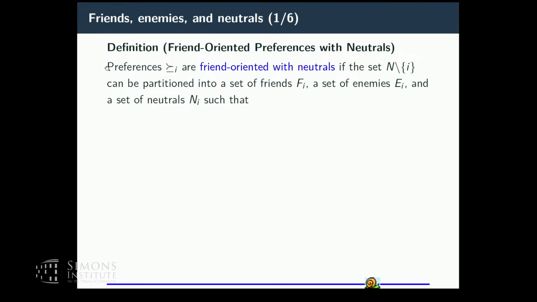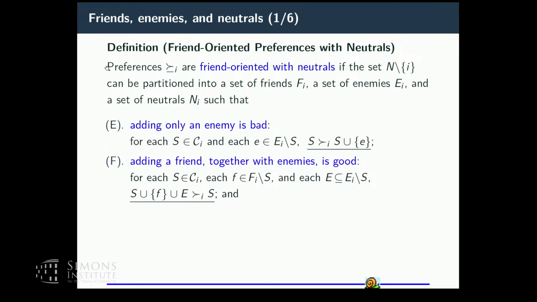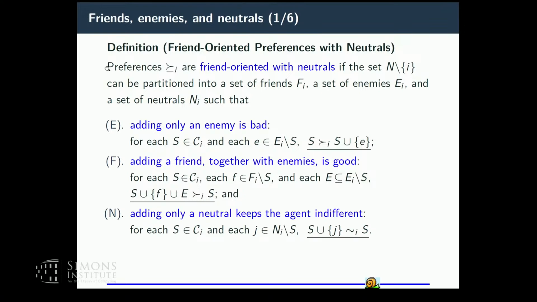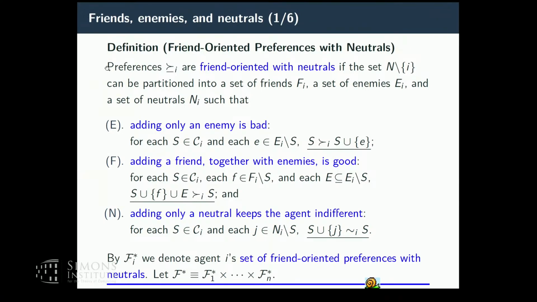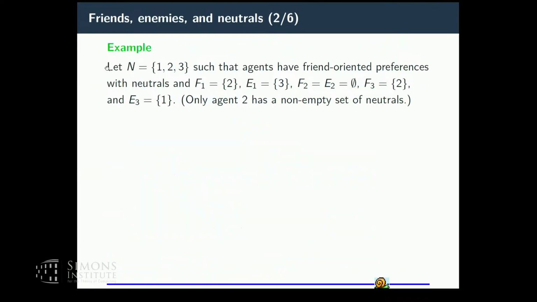On the other hand, what we could do is we can add neutrals. Now adding neutrals, this is the friend-orientedness condition. The only thing you add is that you say, listen, when you add a neutral, your set remains indifferent to you. So they're truly neutral. Now then, we have a notation and stuff.